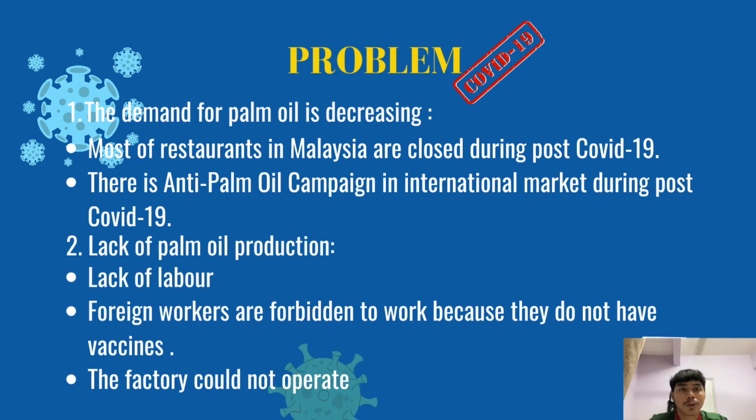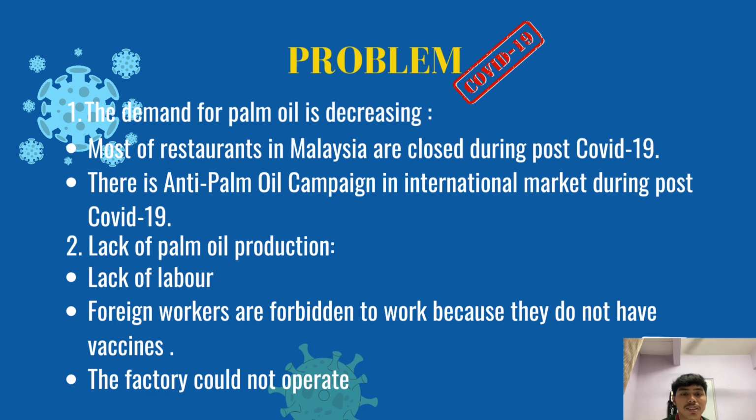Now I will talk about the problem that our country's economy needs to face. The first one is the demand for palm oil is decreasing. This is because most of the restaurants in Malaysia are closed during post-COVID-19. So the food sellers don't need cooking ingredients such as palm oil because there is no sales activity during the post-COVID-19. The next one is there is an anti-palm oil campaign in the international market during post-COVID-19. This is because other countries don't believe in our quality of palm oil and actually they want to promote their soybean oil. Looks like they want to fight with us.